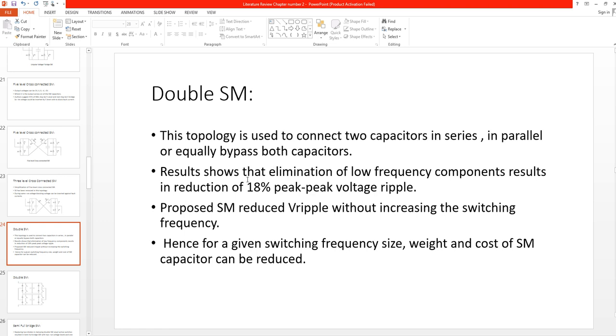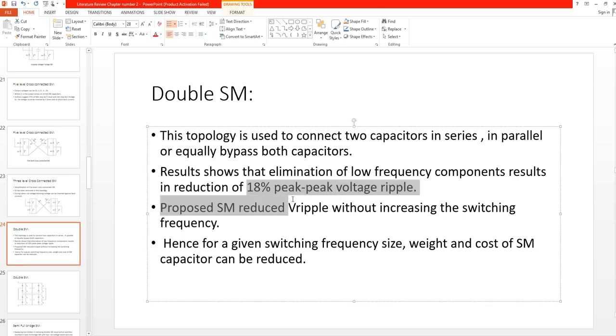Now what the research says is that elimination of low frequency components results in a reduction of 18% peak to peak voltage ripple, and the proposed submodule reduced voltage ripple without increasing the switching frequency. This is the big advantage of the double submodule topology: we are not supposed to increase the switching frequency, and our submodule ripple voltage has reduced without increasing it. Hence, for a given switching frequency, the size, weight, and cost of the submodule capacitor can be reduced.